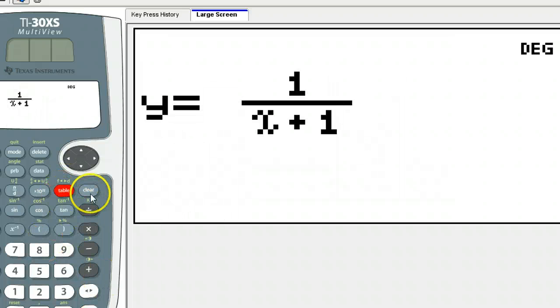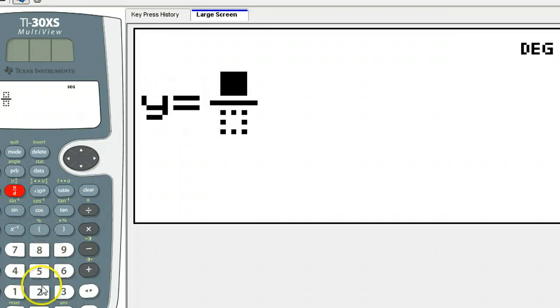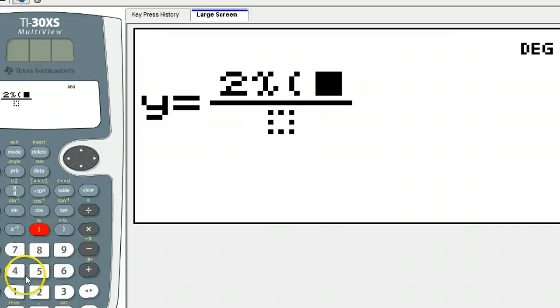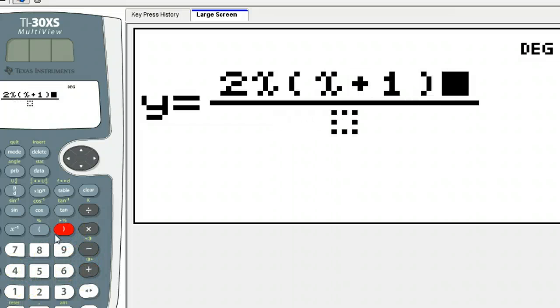Okay, let's do that now. So we'll table it up. Let's clear that out. In the numerator, I'm going to have 2x times, what was it, x plus 1, I believe. And in the denominator, I believe we had x plus 3 times x minus 3.